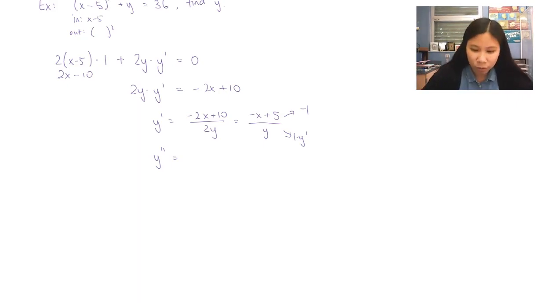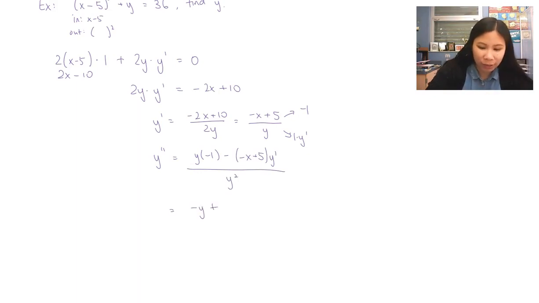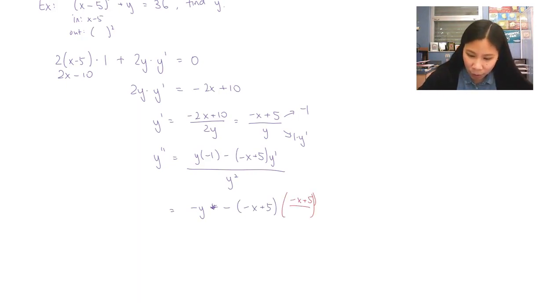Okay, quotient rule. So low d high minus high d low all over low low. So from here I want to simplify this out and also plug in y prime because I know y prime equals (negative x plus 5) over y. So this will end up being y times -1 is negative y minus (negative x plus 5) times, and then instead of y prime, we're going to plug in (negative x plus 5) over y in the place of y prime, all over y squared.